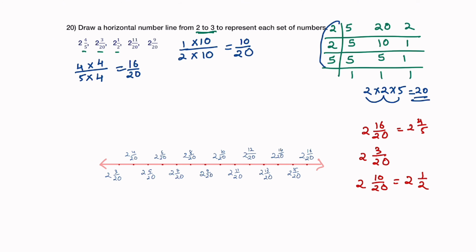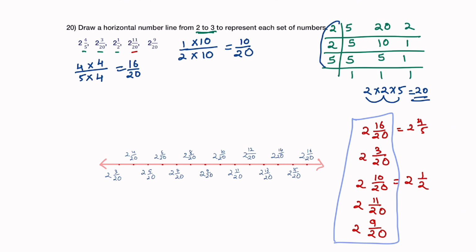Okay. Then again, this is already 20. So we just write it down. 2 11 upon 20. And the last one is already 20. So 2 9 upon 20. So these are the numbers that we are going to plot. Now do you see? The 2 is common in all of them. So we don't need to worry. The denominator is 20 in all of them. So we can easily compare the numerators now. And it's very easy to plot on the number line.